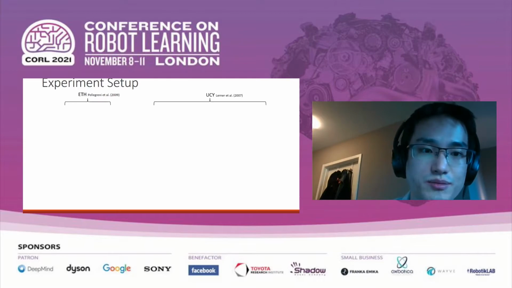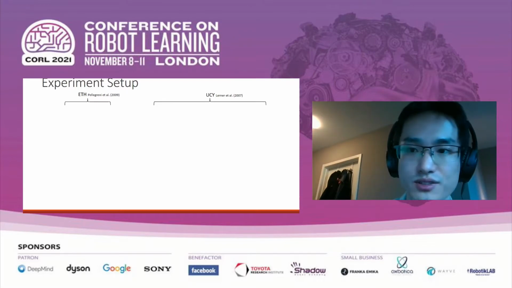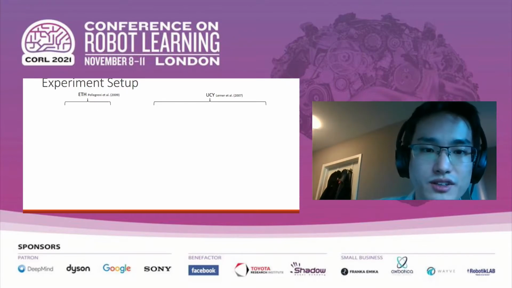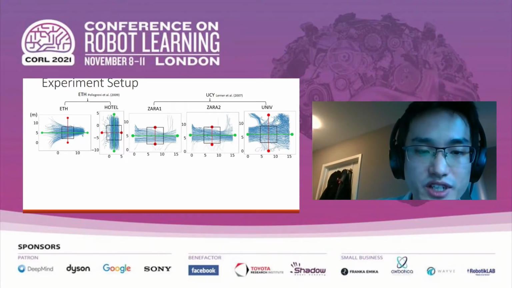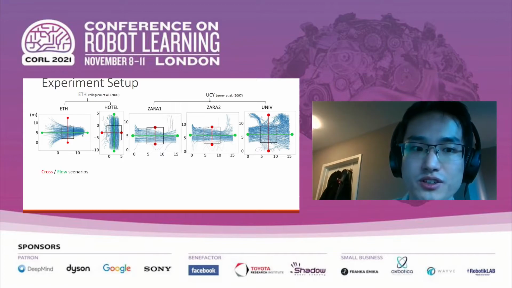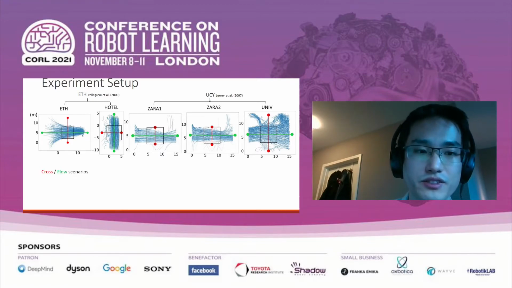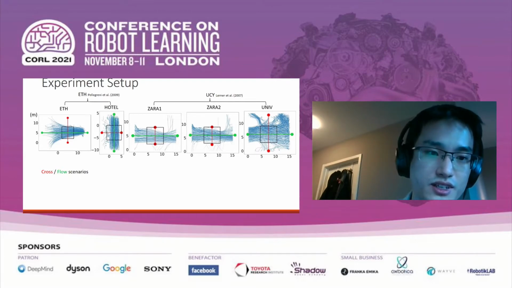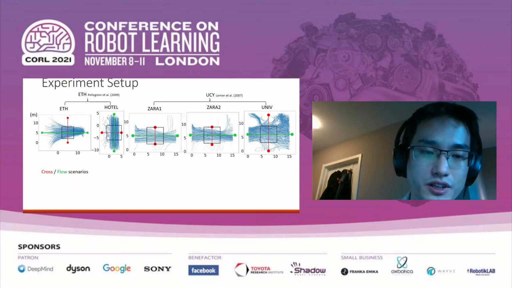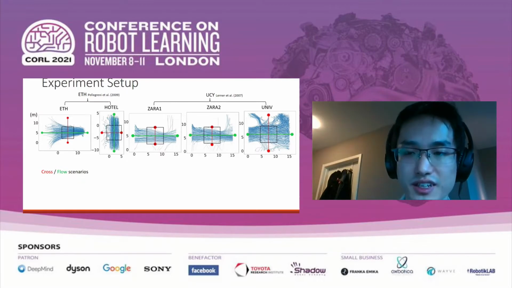We largely conducted experiments in simulation, leveraging 2 popular pedestrian data sets, the ETH and the UCY data sets. Together they contain 5 environments as shown in this figure here. For each environment, we define a cross and a flow task for the robot. In the cross task, the robot has to cross the major pedestrian flow, whereas in the flow task, the robot has to go with or against the major pedestrian flow. The pedestrian flow is indicated by these blue trajectories, which are the trajectories of all the pedestrians in a data set.